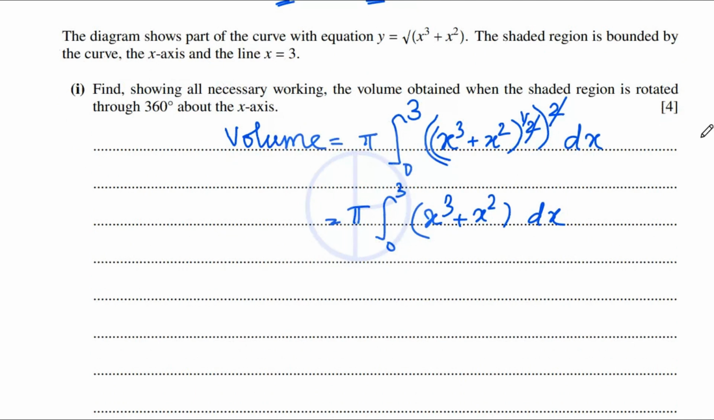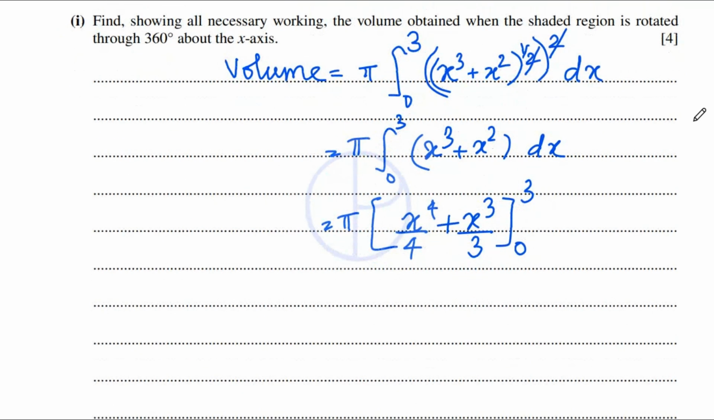Okay, now let's integrate this one. Increase the power of x by 1. So you get x power 4 divided by 4 plus x cube divided by 3. Limits are 0 to 3. Pi multiplied by 3 power 4 divided by 4 plus 3 cube divided by 3, minus 0.